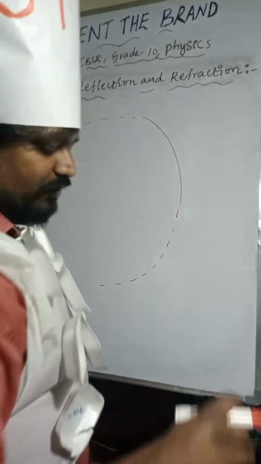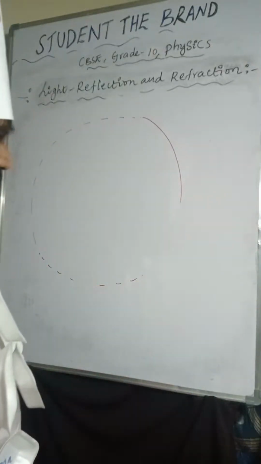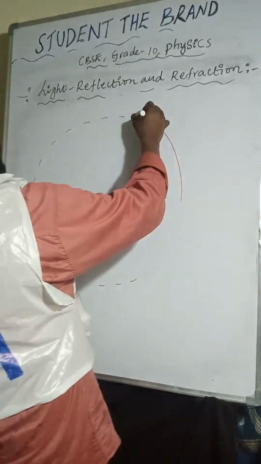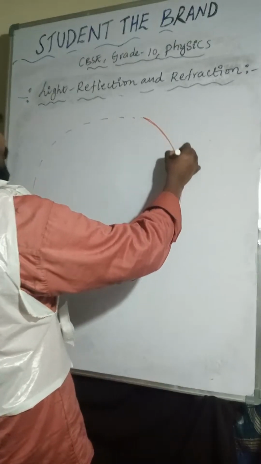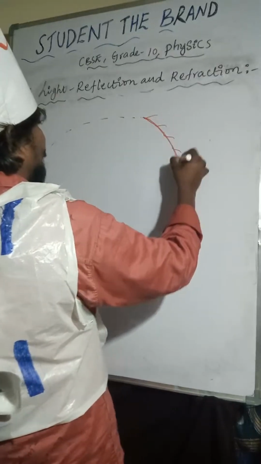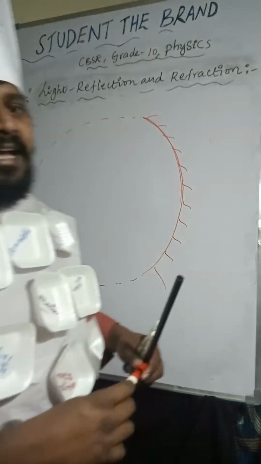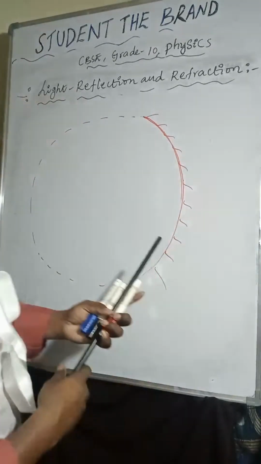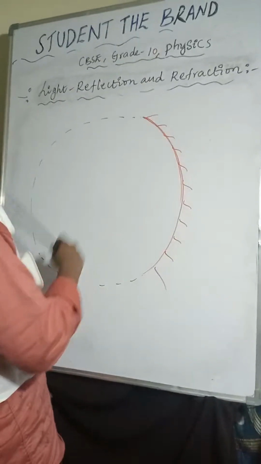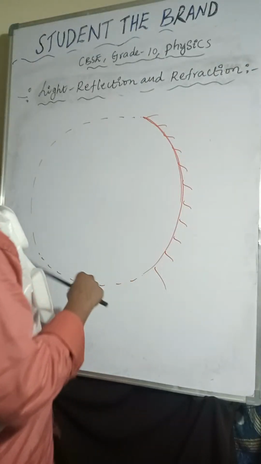Okay, what did we take? We considered a concave mirror. How can you say it is a concave mirror? Because reflection takes place inward, so the coating will be outside. That's why it is called a concave mirror.